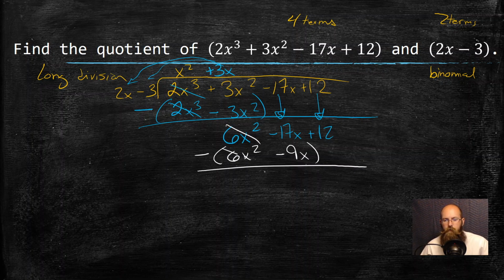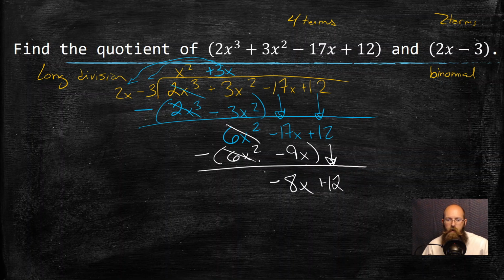My front terms should cancel. Good. If they don't, something is wrong. Negative 17x minus a negative 9x. That means there's double negatives there. What's negative 17 plus 9? That's going to be a negative 8x. And then that 12 is going to come on down.